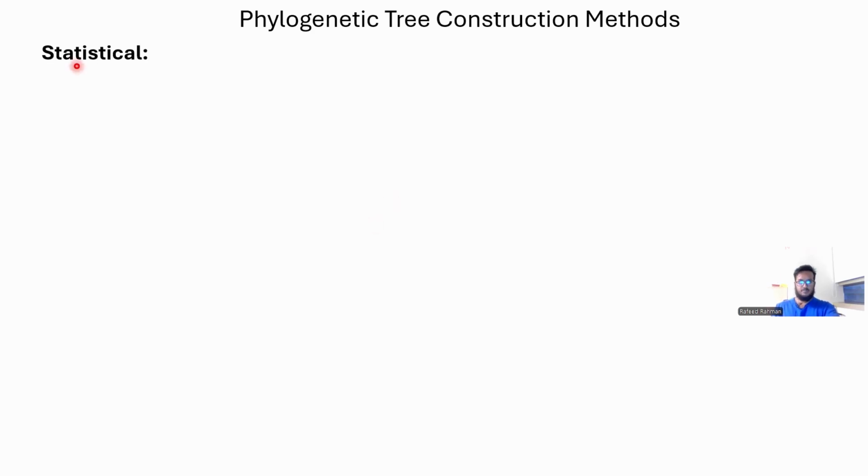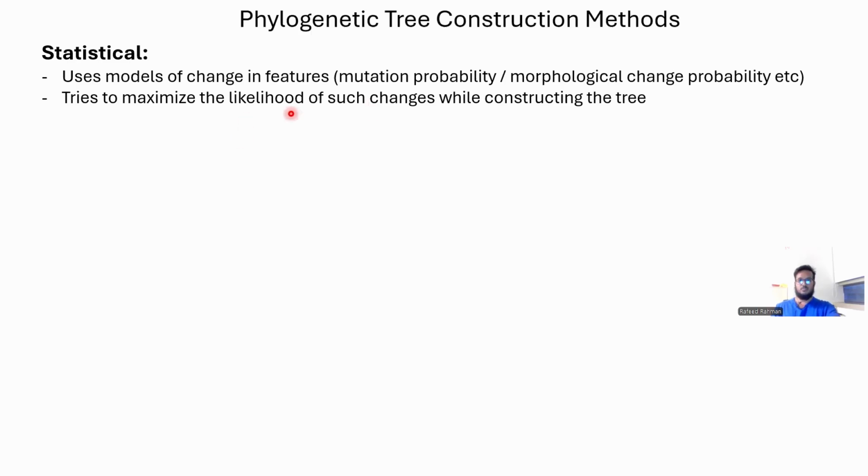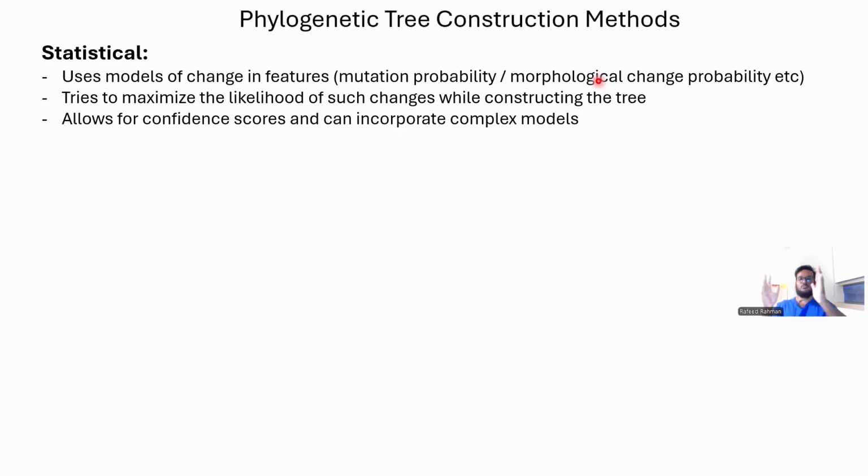The first method is the statistical method, which is the most famous one, and people use it a lot. You have some model of change in features, like how the features will evolve and change. For example, mutation probability or morphological change probability, this kind of thing you work with here. Your goal is to maximize the likelihood of such changes when you construct the tree. This is the objective. The advantage of this method is it allows for a confidence score. So you know how confident you are when you construct a tree, and you can incorporate complex models because you can change these probabilities as you wish or as you observe, according to the biological information. Then you have the distance based method.